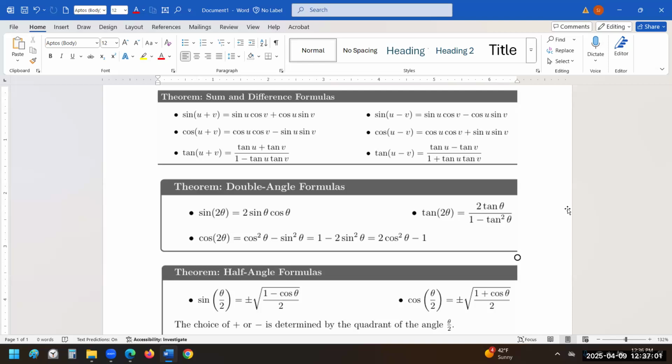So yeah, let me introduce you to the identities. You don't have to memorize them, I think, because they'll give you the reference sheet during the exam. But you have to know them. Man, it is cold.